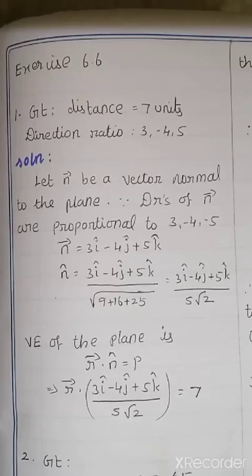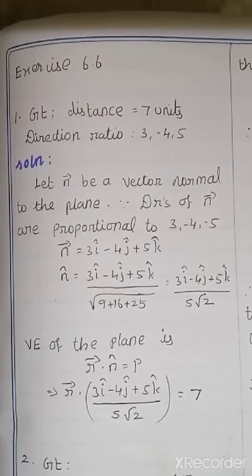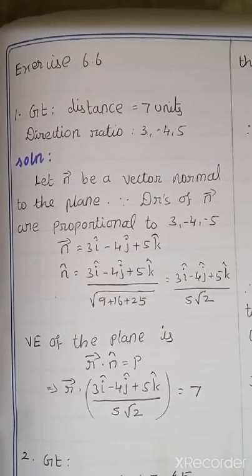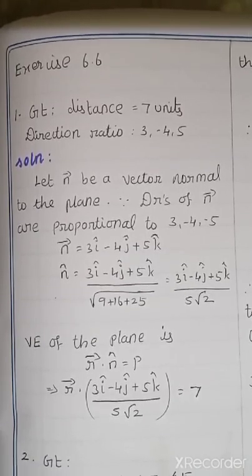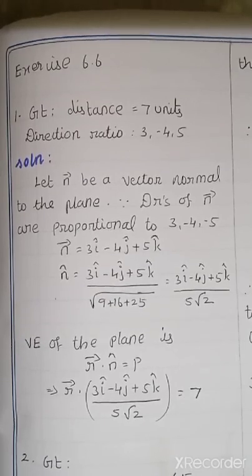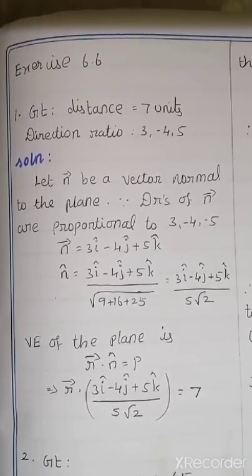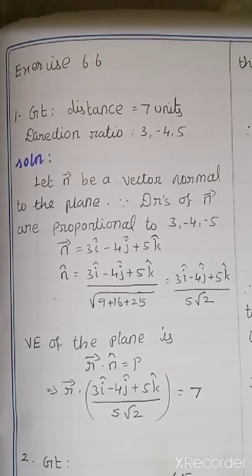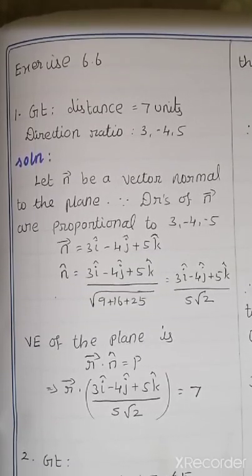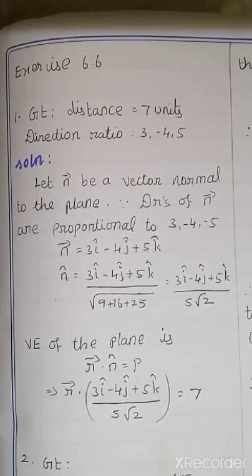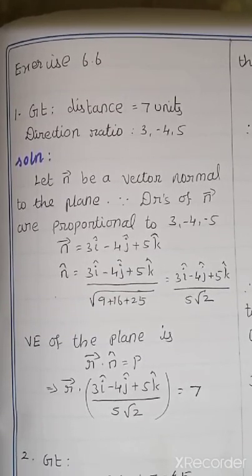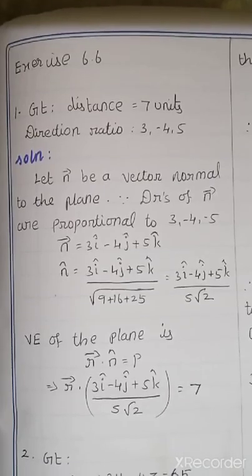Take your exercise 6.6 first problem. So what are the two forms we have seen? We have seen distance and normal given, or perpendicular and passing through a point given. Correct? Okay. So exercise 6.6 first problem. Find the vector equation of a plane which is at a distance of 7 units from the origin, having 3, minus 4, 5 as direction ratios of a normal to it.